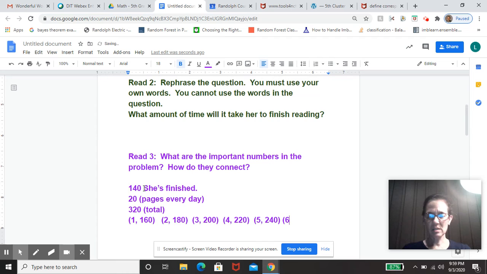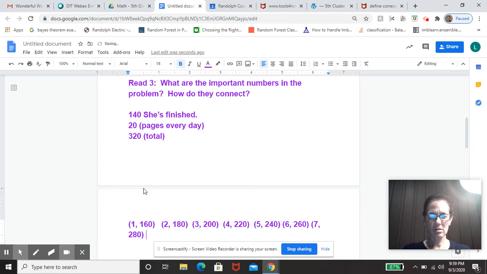Okay. Day 6, 260. Day 7, 280. Day 8, 300. Day 9, 320. I can create ordered pairs just by using the day she's on and how many pages she read.